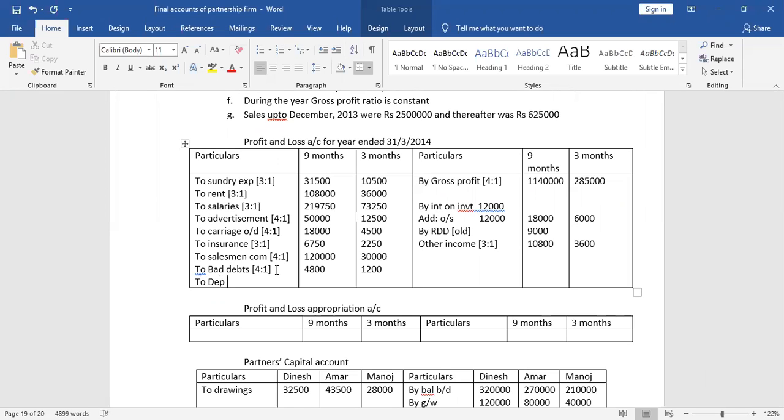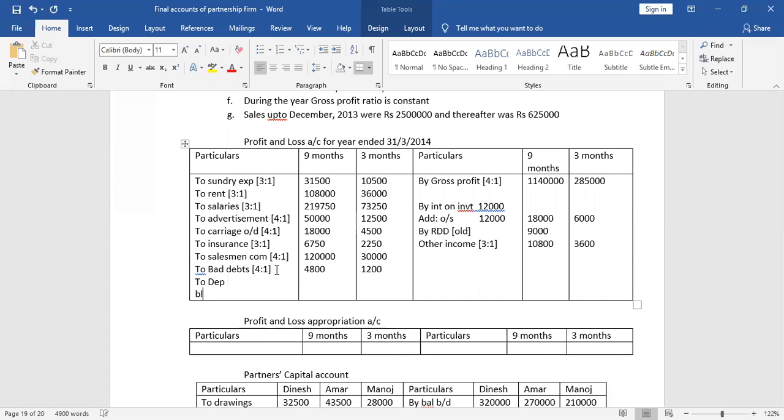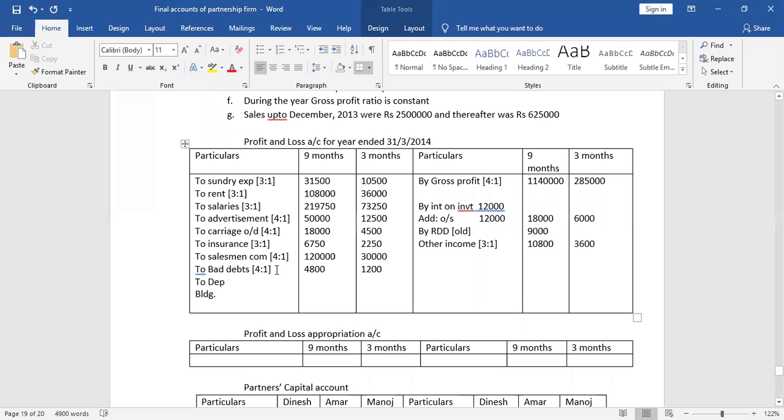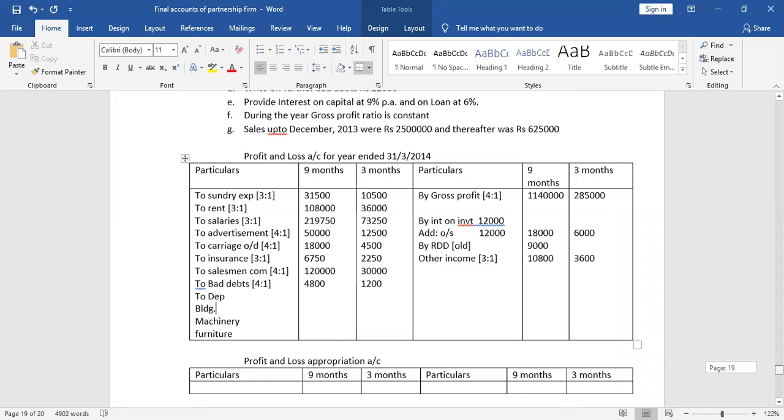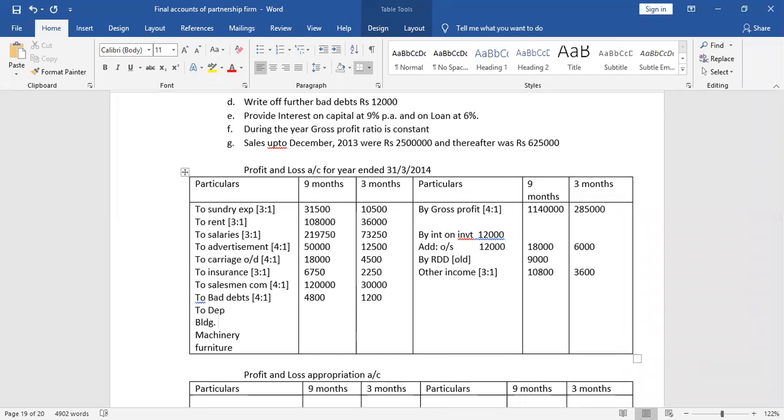So depreciation, all the depreciation, what all is there? Building, then machinery, then furniture. So ये सबका 12% depreciation को टाइम रेशो में डिवाइड करना है. बिल्डिंग का 1,08,000 कौन सा रेशो में डिवाइड करना है? 3:1. So 1,08,000 को 3:1 रेशो में डिवाइड करो.